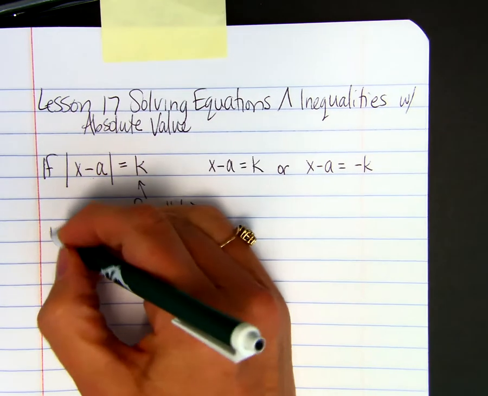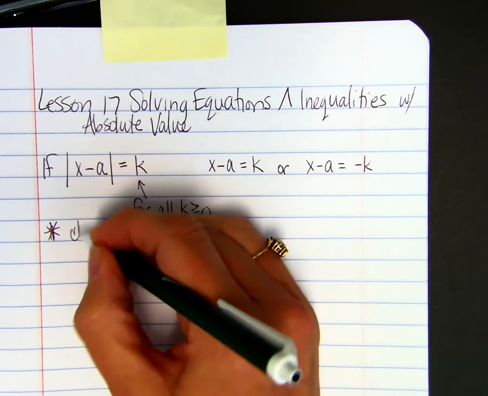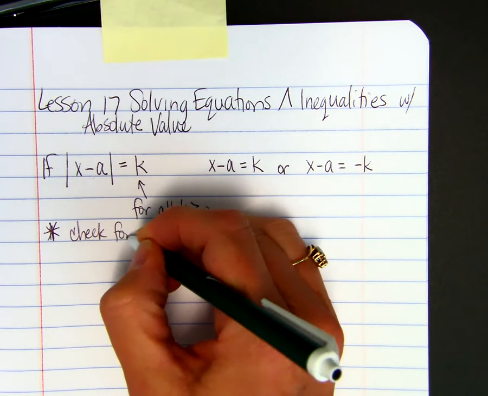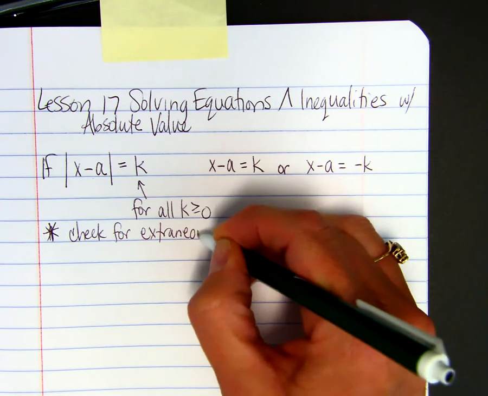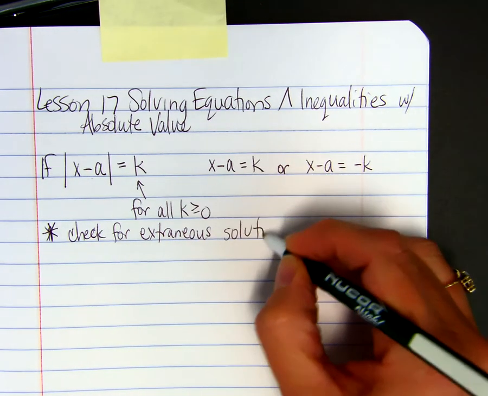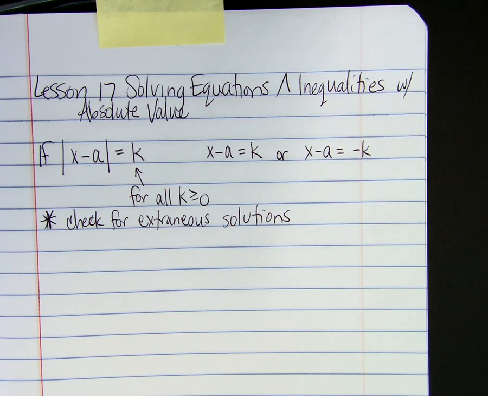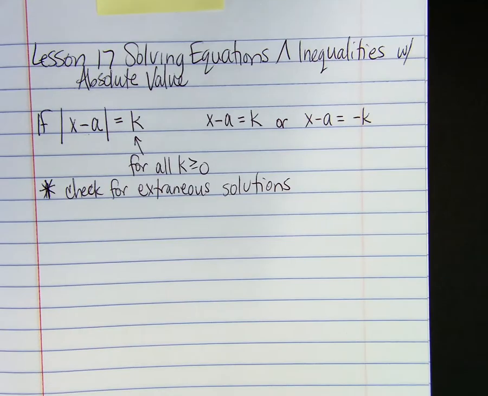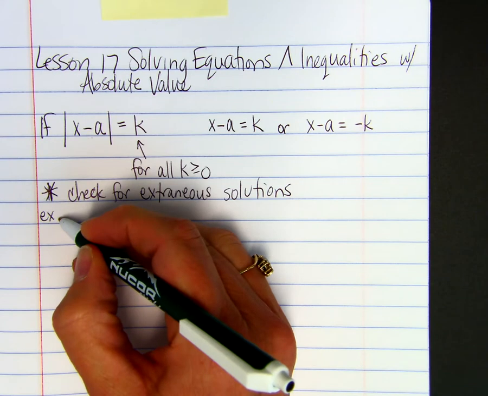One thing you want to do is check for extraneous solutions. An extraneous solution is just a solution that doesn't work when you plug it back in. So I'm going to give you some examples.